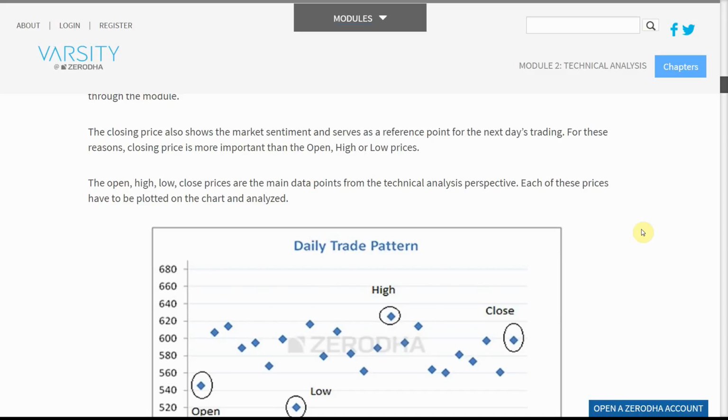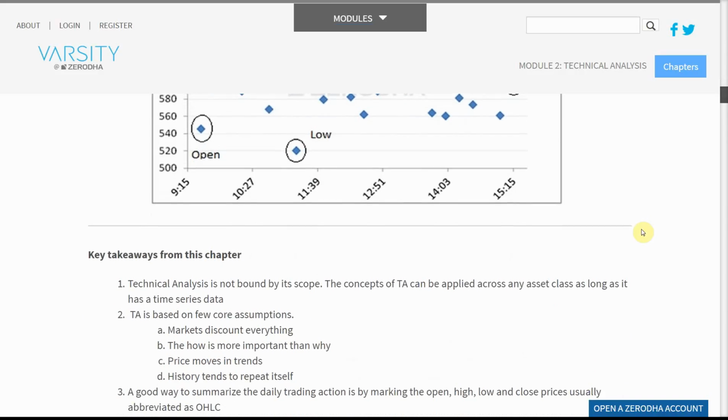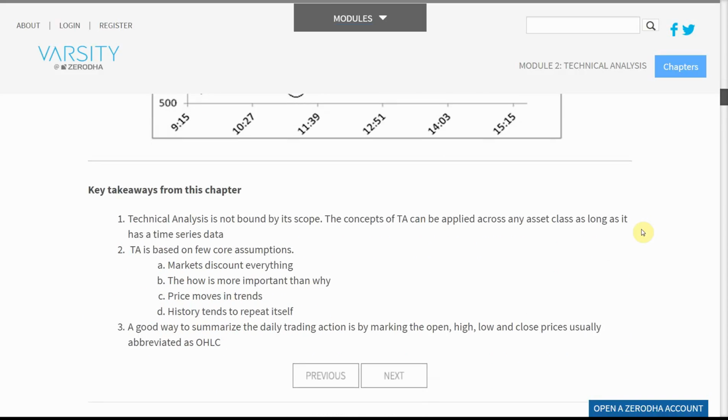Key takeaways from this chapter. Technical analysis is not bound by its scope. The concepts of TA can be applied across any asset class as long as it has time series data. TA is based on a few core assumptions. Markets discount everything. The how is more important than why. Price moves in trends. History tends to repeat itself. A good way to summarize the daily trading action is by marking the open, high, low and close prices, usually abbreviated as OHLC.